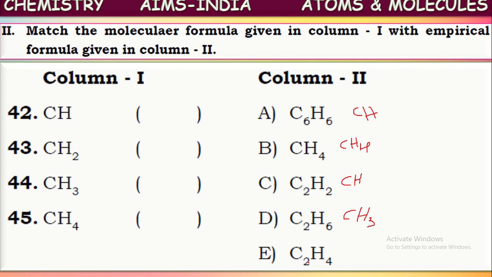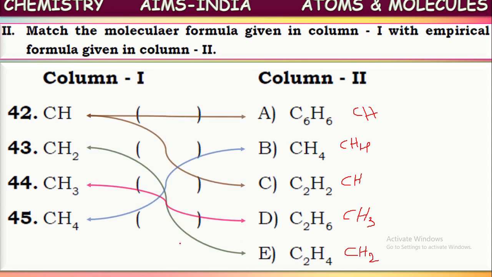See the last one, C2H4. The highest common factor that can be eliminated here is 2. So if you remove that, it becomes CH2. Now try to match this with the empirical formulas given. CH is the empirical formula of two compounds, C6H6 and C2H2. CH2 is the empirical formula of ethene, which is C2H4. CH3 is for C2H6. Okay. See the matching given here.